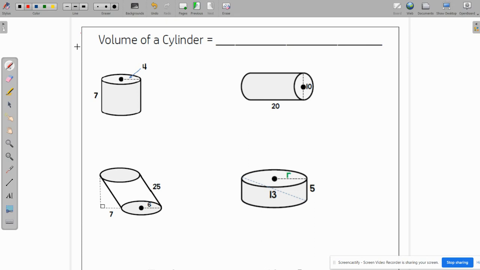The volume of a cylinder formula is very similar to the volume of a prism. It is also the area of the base times the height. But because a cylinder has circular bases, we know that the area of the base comes from the area of a circle formula, which is pi times the radius squared. So instead of writing the area of the base times the height, you could also say pi r squared times the height.